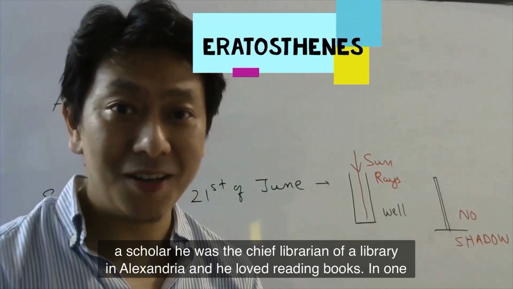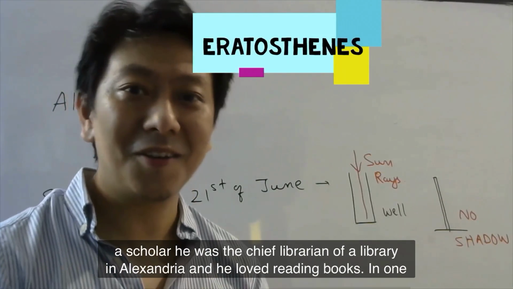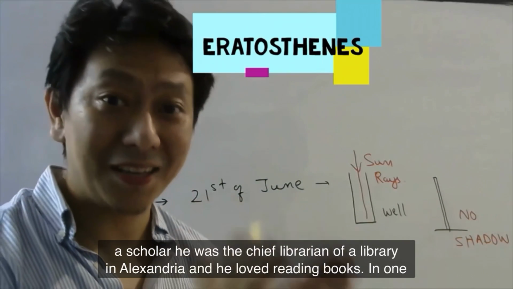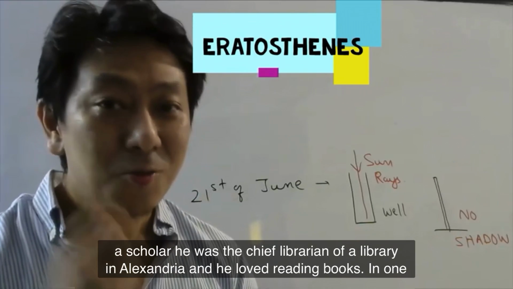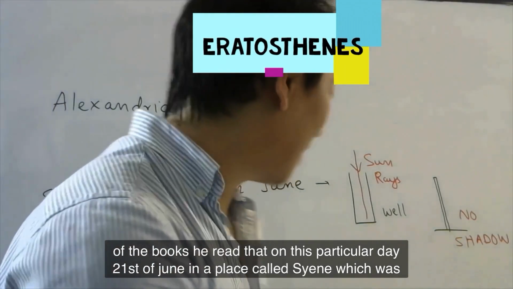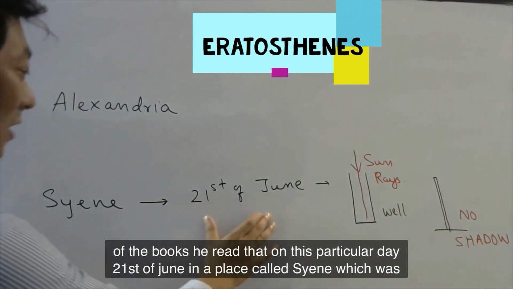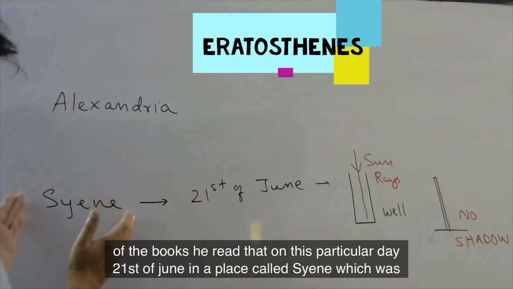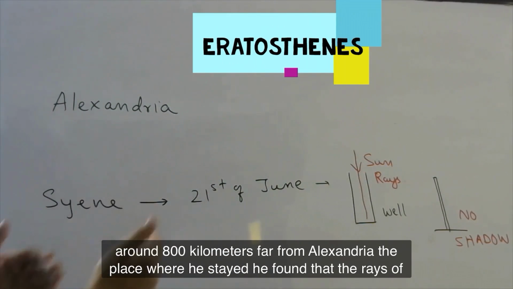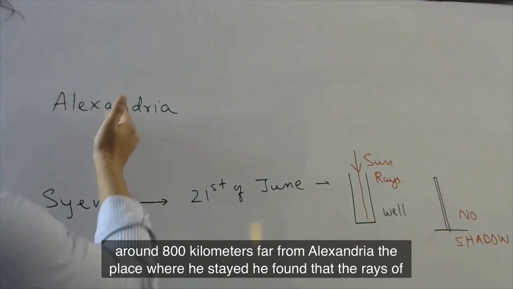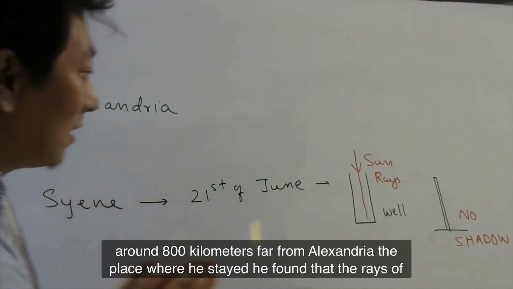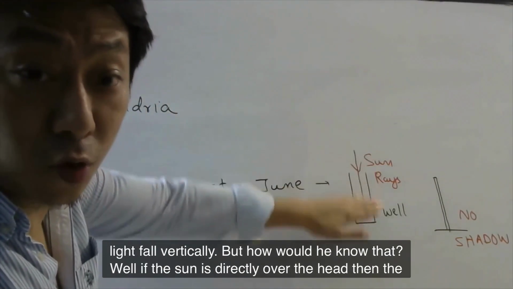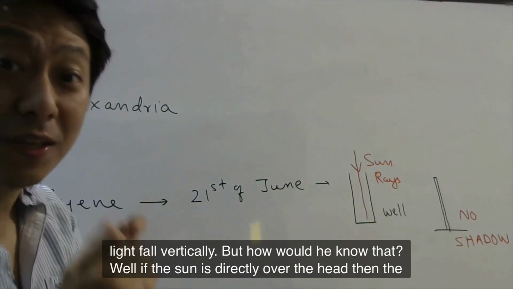Eratosthenes was a scholar. He was the chief librarian of a library in Alexandria, and he loved reading books. In one of the books he read that on this particular day, 21st of June, in a place called Syene, which was around 800 kilometers far from Alexandria, the place where he stayed, the rays of light fall vertically. Now, how would he know that?